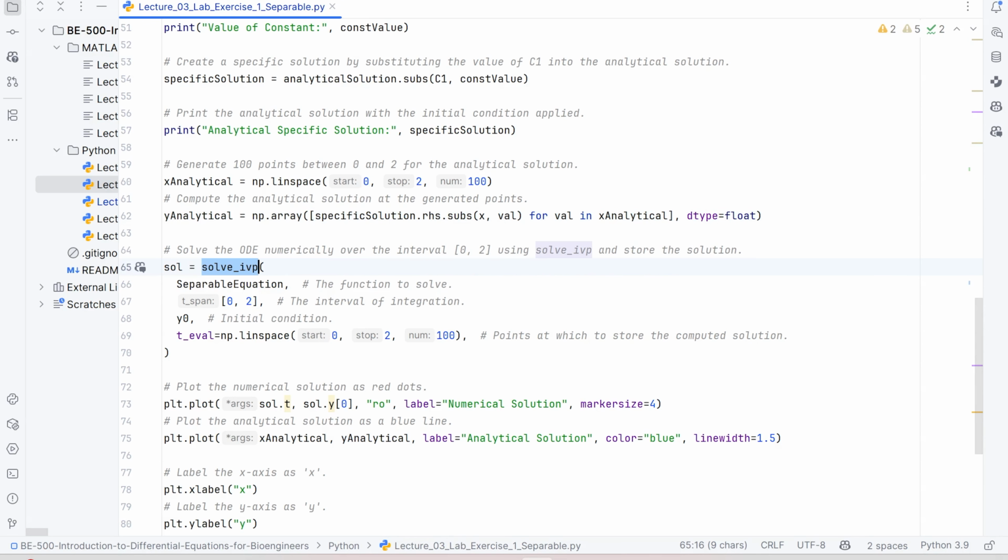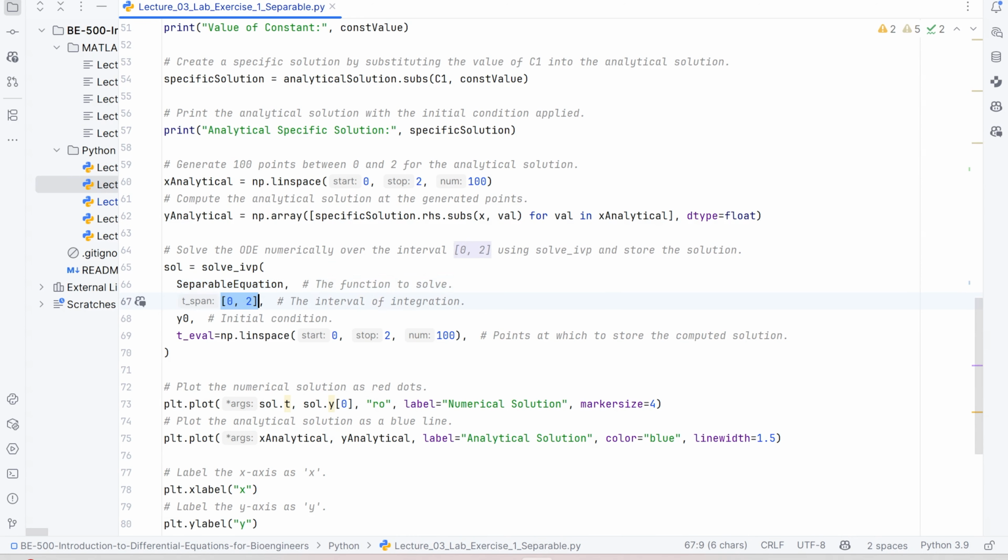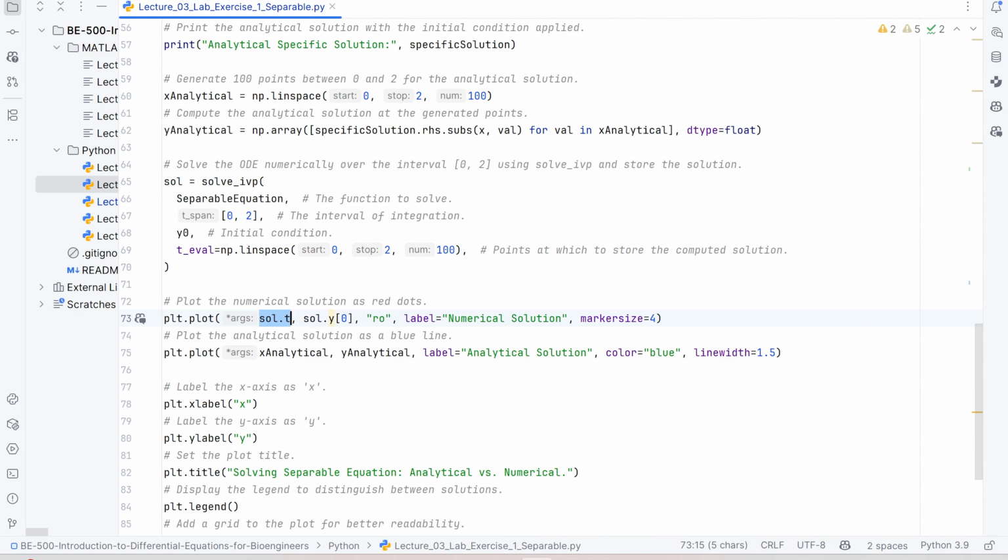Using solve initial value problem, define the function to solve, define the interval of integration. Let's assume from 0 to 2, and you can increment that interval. Define the initial condition and define the x-axis. You can simply define it here or use this variable because both are the same. Now get the x of the solution by getting dot t, and get the y-axis by getting y of naught.